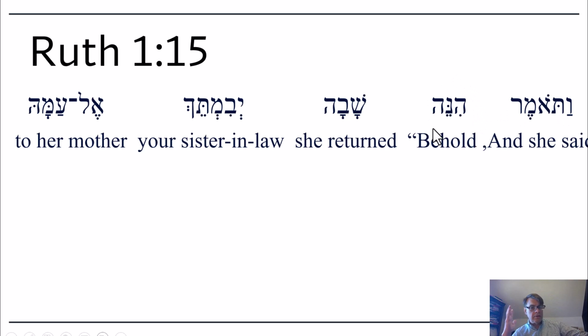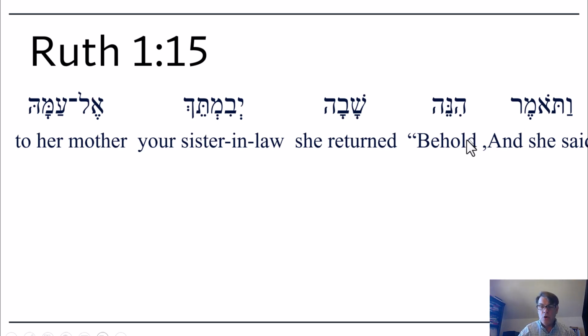Hine, behold, look over here. Shava, the kamatz hey has me thinking this might be feminine. It is a third feminine singular, perfect from shuv, to return. So it's a middle weak verb or a hollow verb, and in the perfect, the middle vav tends to go away, a vowel letter. So it's shava, and she returned. Behold, she returned. It's a Qal or G, perfect, third feminine singular from shuv.